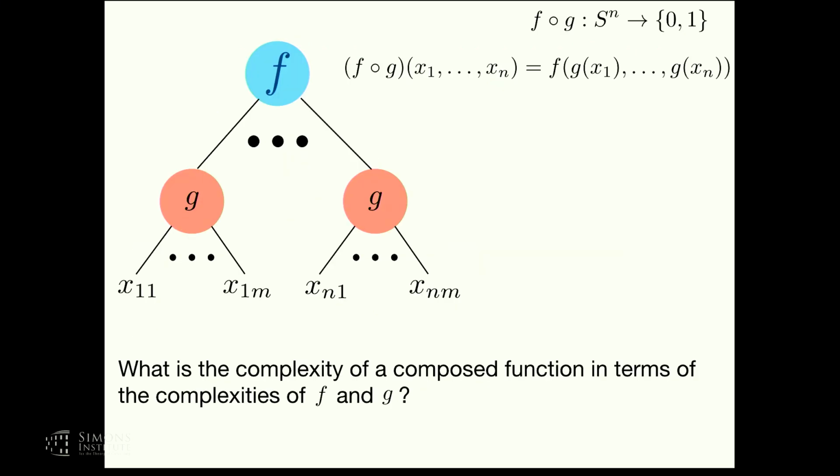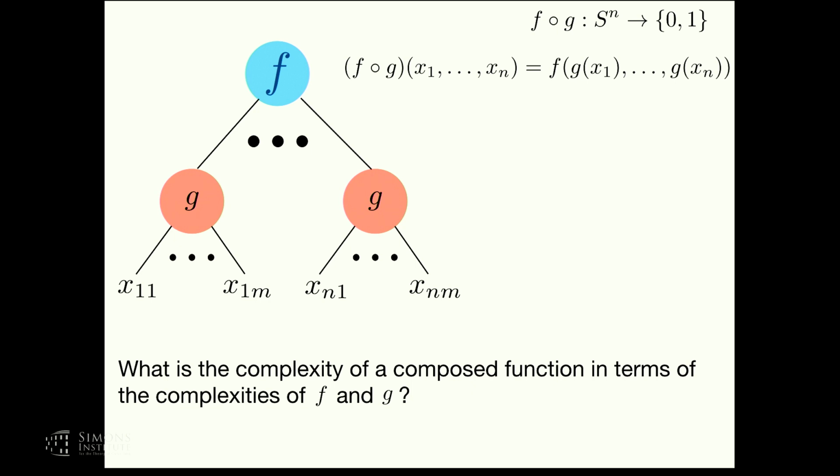Okay, so pictorially, you can view it as a two-level circuit here, with the top gate being f and the bottom gates being g's. The inputs to g are these n-bit strings here. We feed those into g and then feed the results into f. Okay, so I think a very natural question for people in this audience is, how does the complexity of f composed with g relate to the individual complexities of f and g?